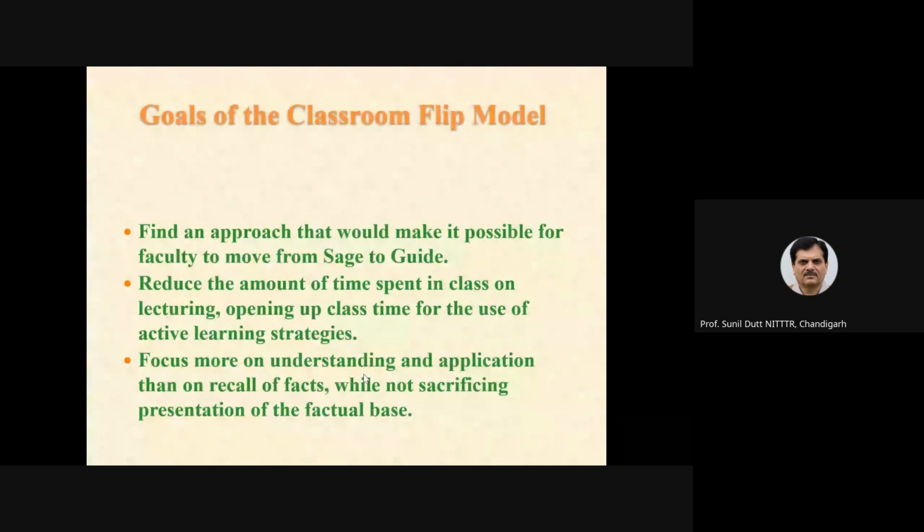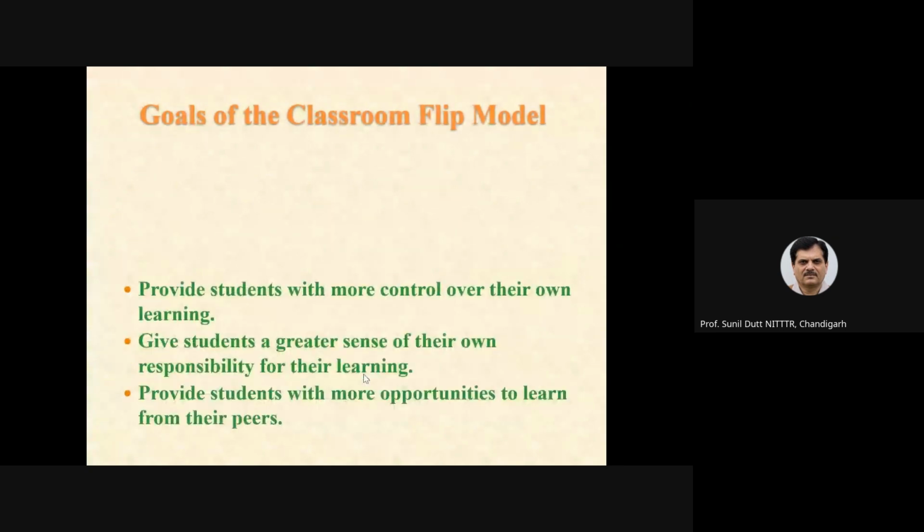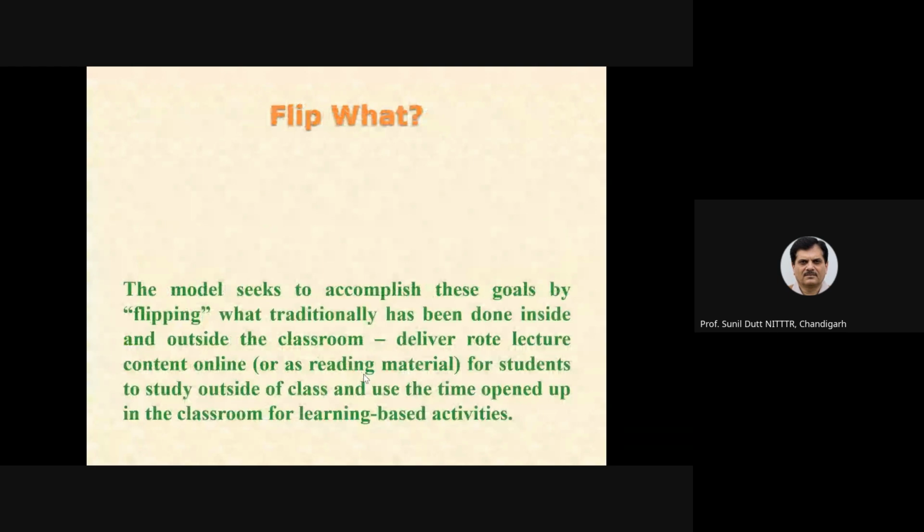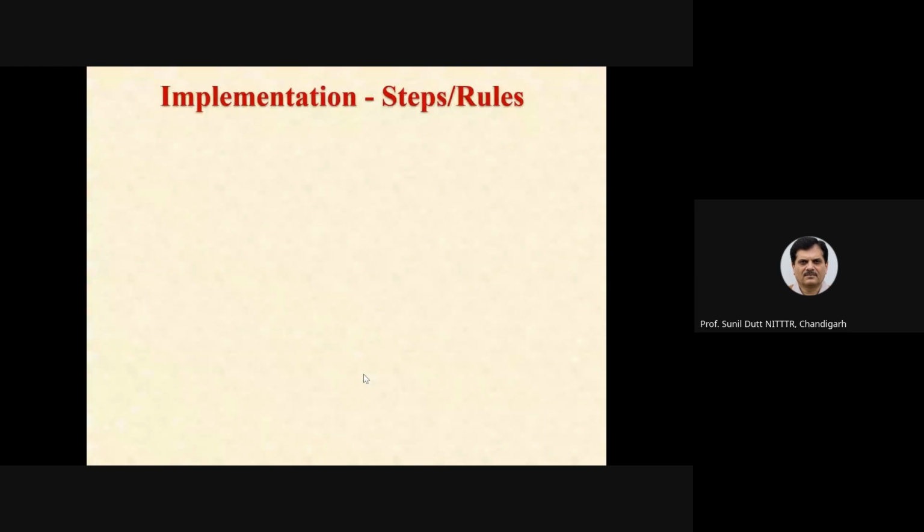So the goal of the flipped model is to find an approach that would make it possible for the teacher to move from sage to the guide, reducing the amount of time spent in class and focusing more on understanding and application. So now let me go to how the flipped classroom model can be implemented. That is, what are the rules or what are the steps?